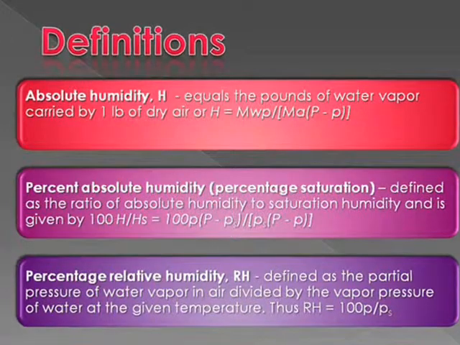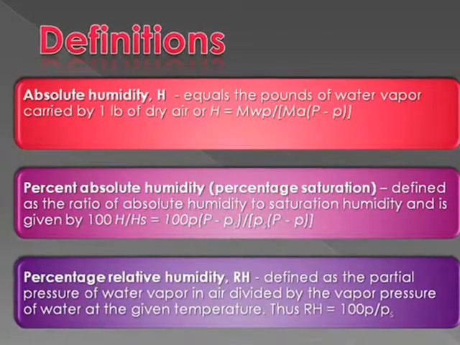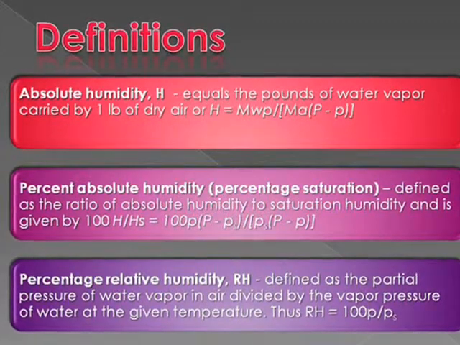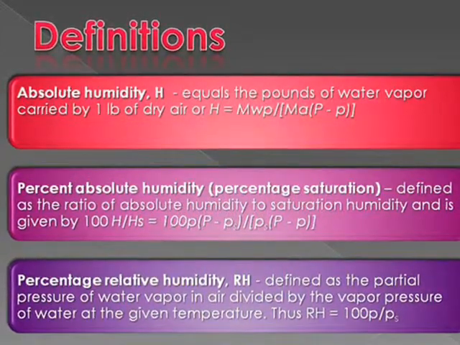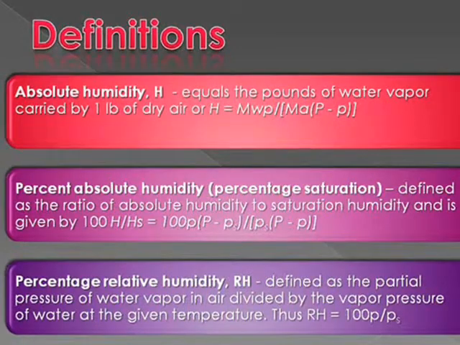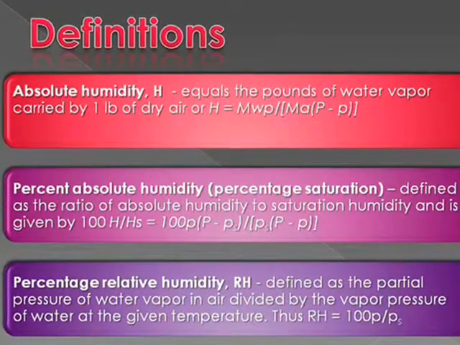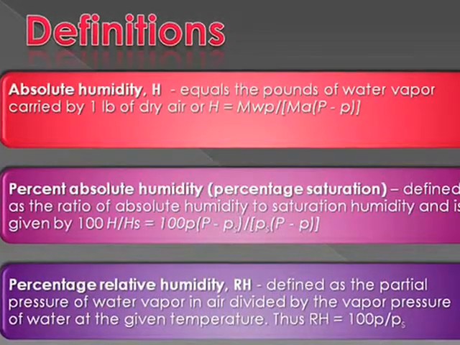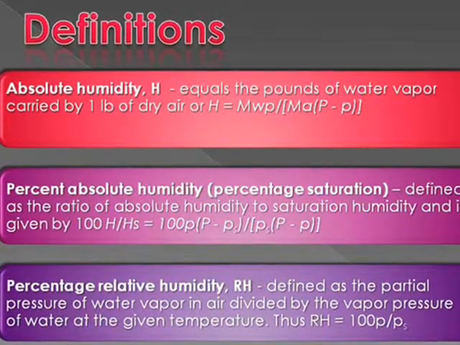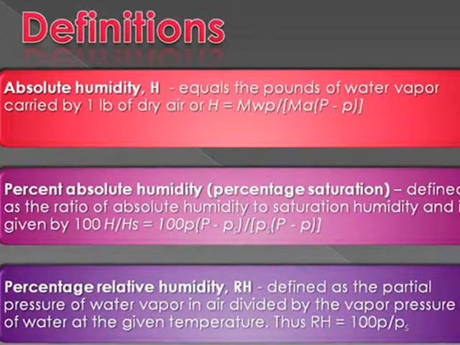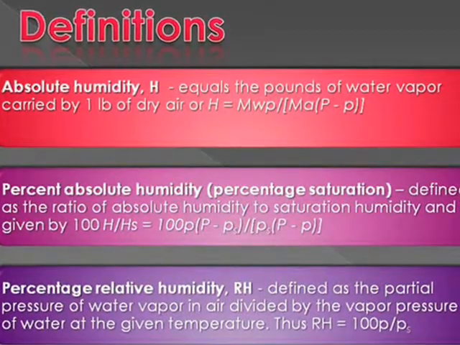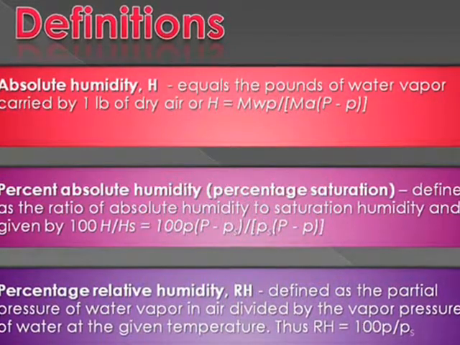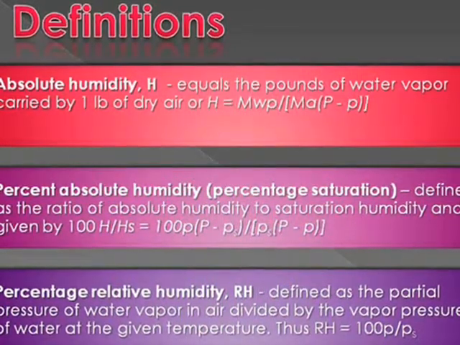H is equivalent to MW times Pw over MA times (P minus Pw), where MW is the molecular weight of water, MA is the molecular weight of air, Pw is the partial pressure of water vapor in atm, and P is the total pressure in atm. Another variable is the percent absolute humidity or the percentage saturation. And this is defined as the ratio of absolute humidity to saturation humidity.